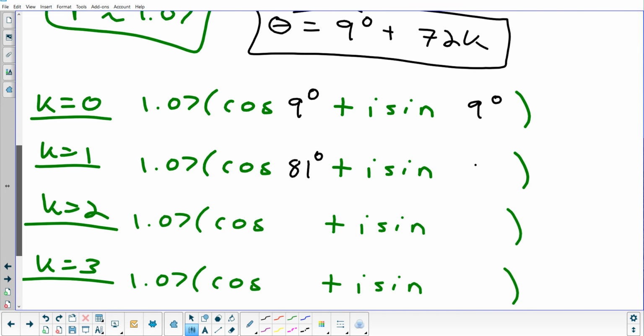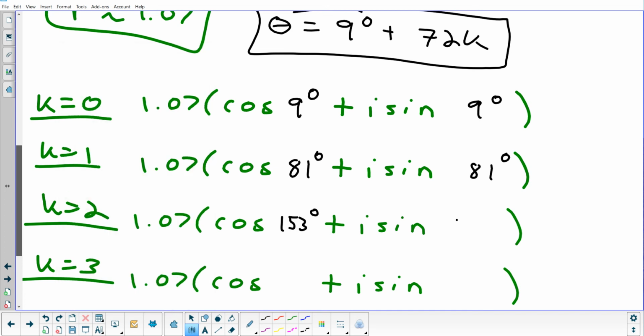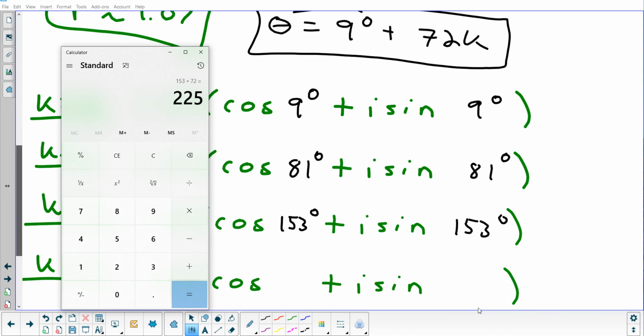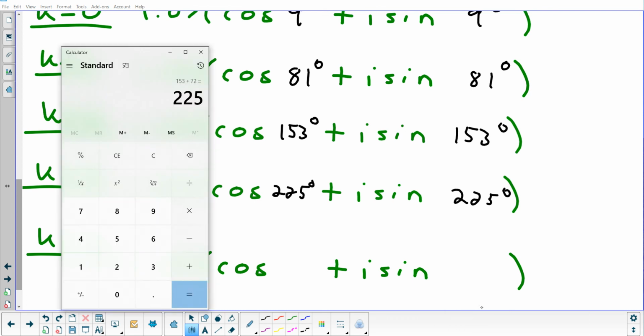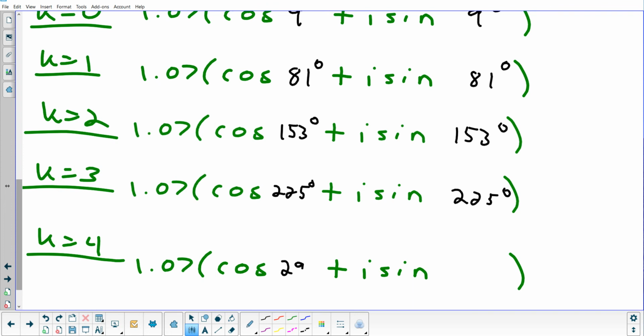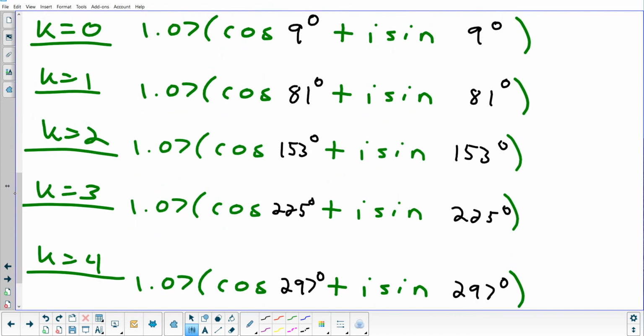So all that's really going to happen each time here is you're going to add another copy of 72. So let's just take the calculator and do that quick. 81 plus 72 is 153. All right, add it again. 225. And add it again. 297. And those are all your answers.